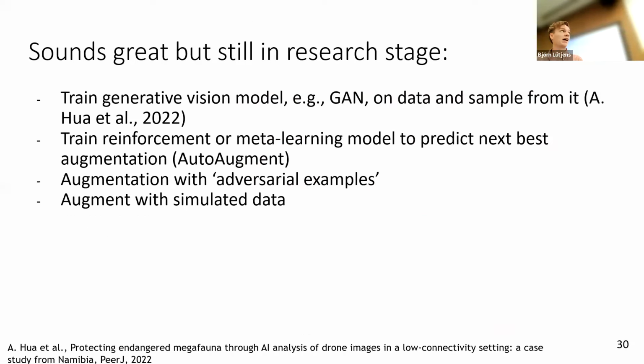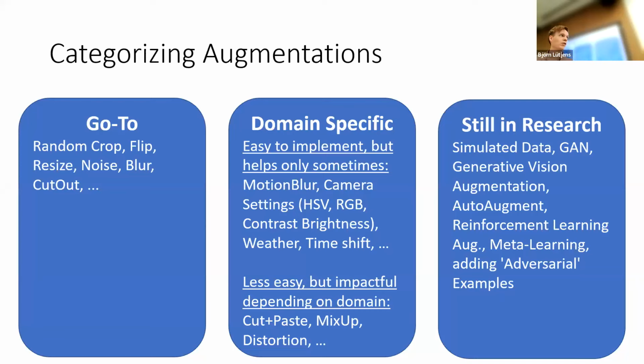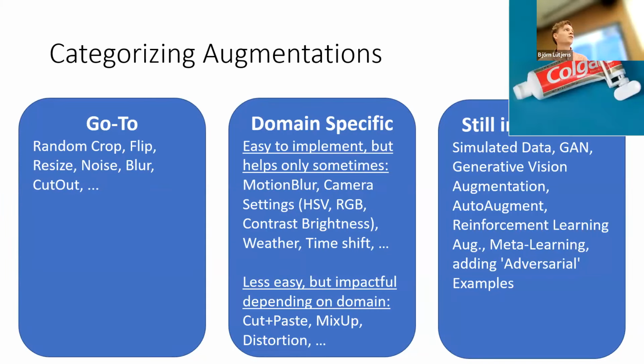So other ideas like this are using a generative vision model, such as a GAN or a diffusion-based model to augment your data set, using things like reinforcement learning or meta-learning to come up with the best augmentation strategy, or augmenting with adversarial examples. So these ideas are very cool, I have to be honest. And I'm sure there will be people that want to buy, you know, that toothpaste squeezer thing to get the very last bit out of your data. And they're very passionate about it.